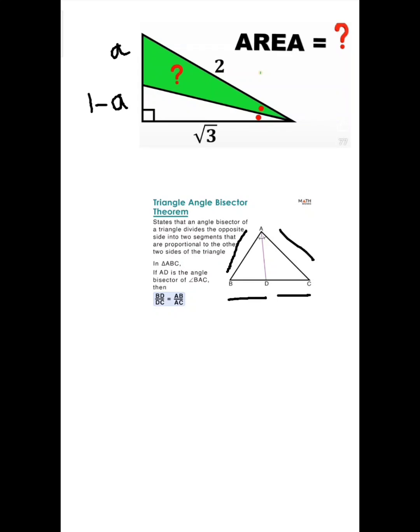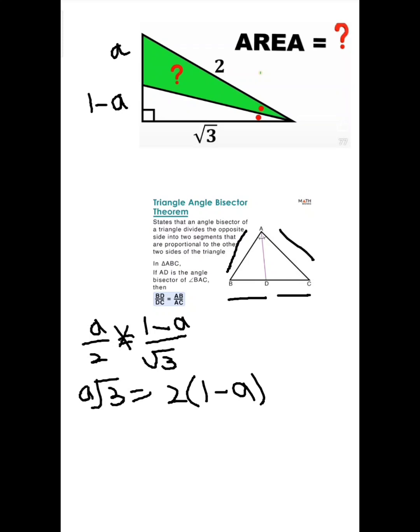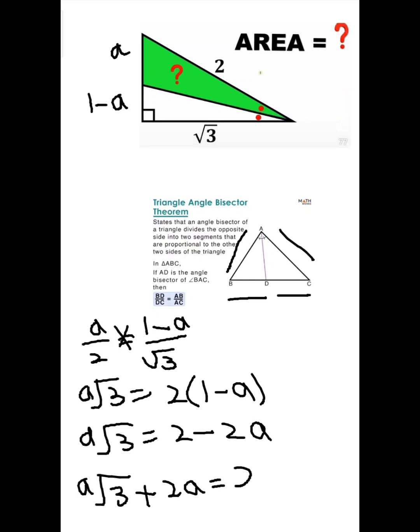In the same way, A over 2 is equal to 1 minus A over square root 3. For further solution, we are applying cross multiplication. So it will be A times square root 3 is equal to 2 times 1 minus A, A times square root 3 is equal to 2 minus 2A. So A times square root 3, keeping like terms together, plus 2A is equal to 2.